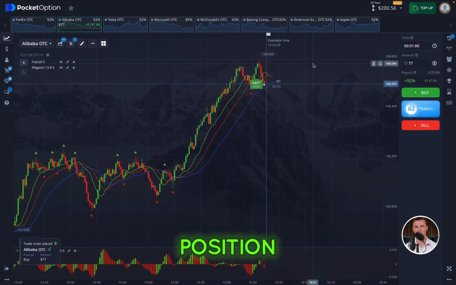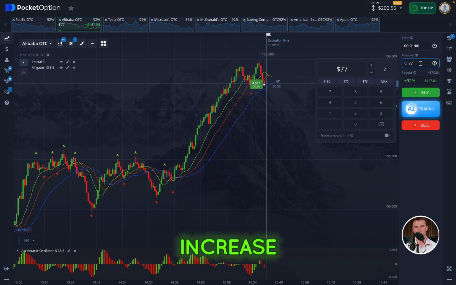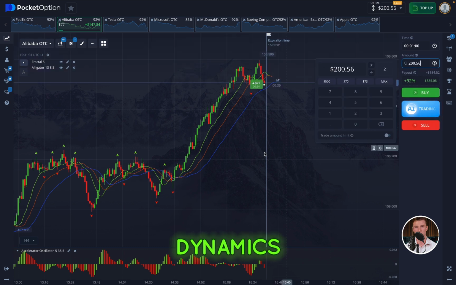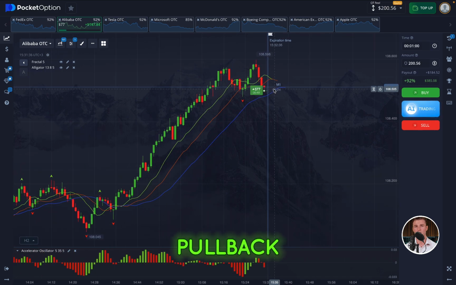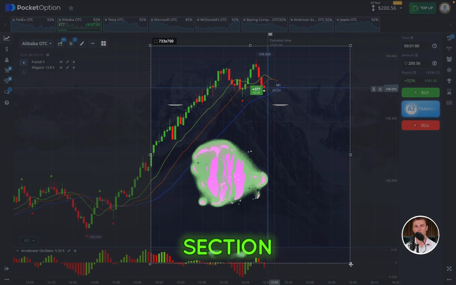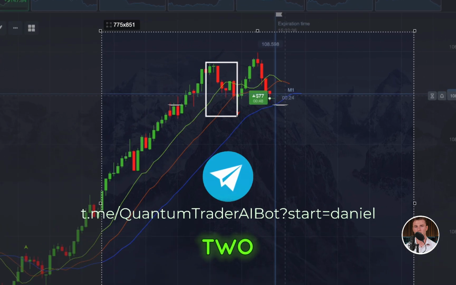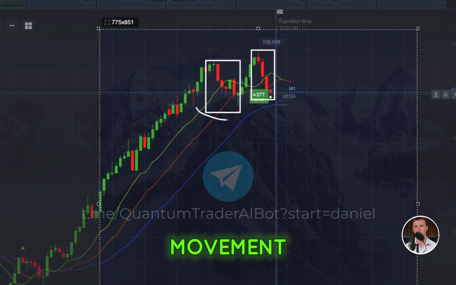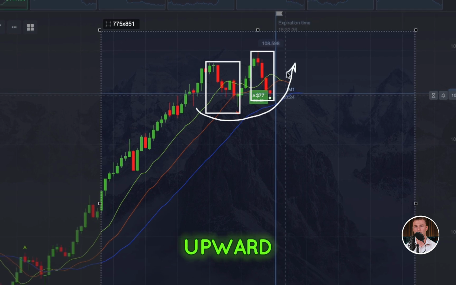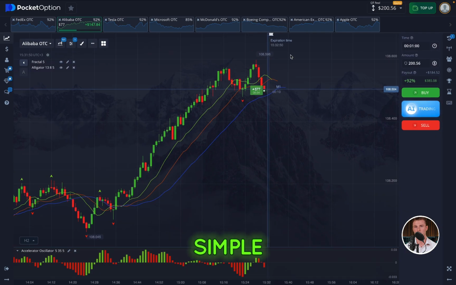Here I will open a position to increase in the direction of the actual dynamics of the trend. We also had a fairly strong pullback for the extreme section of the movement. We had about 2 pullbacks. And I think that in general, the dynamics of movement here should continue the upward movement. So here is a fairly simple opening. Let's look at the result.